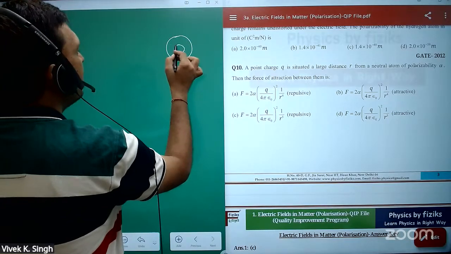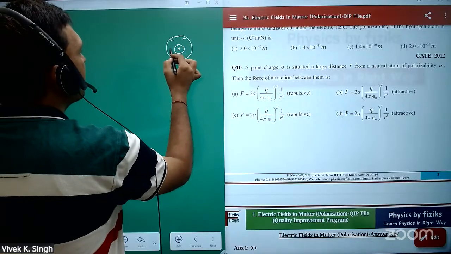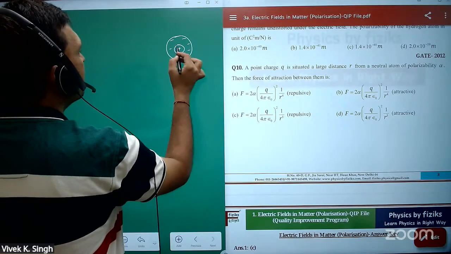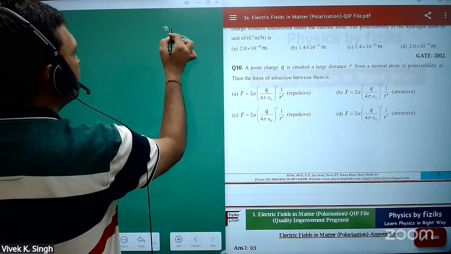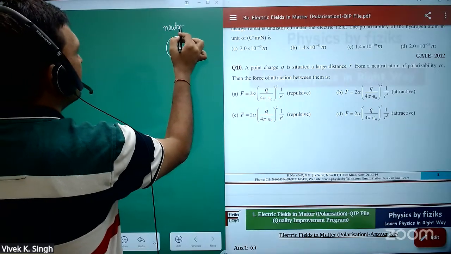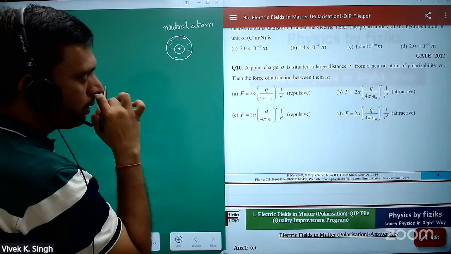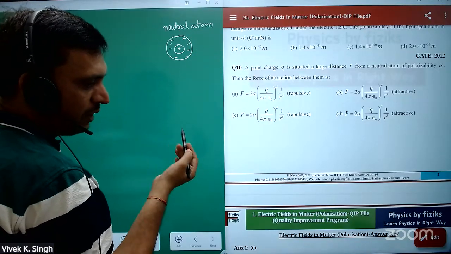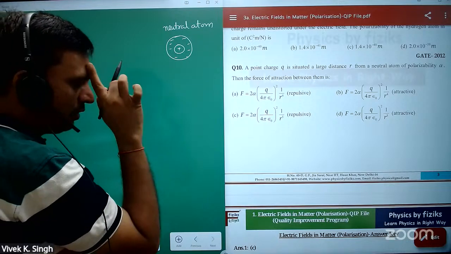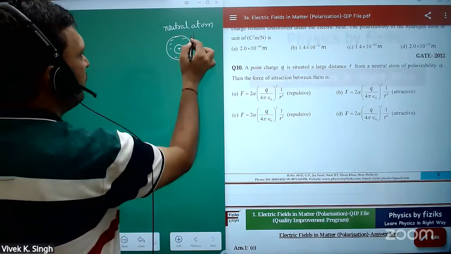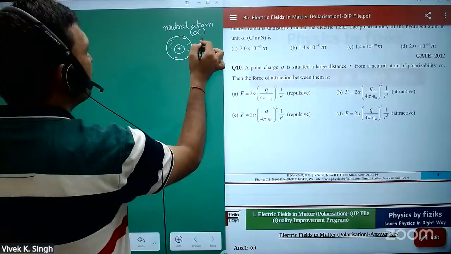So this is the nucleus. There is an electron cloud surrounding it. So it's a neutral atom. And what is atomic polarizability? When you place this in an external field, how will it get polarized? So alpha is the atomic polarizability.